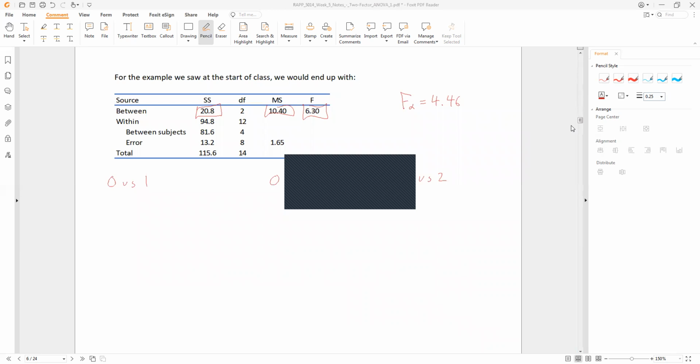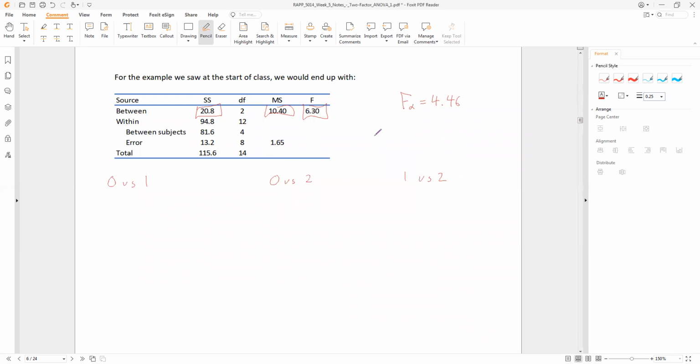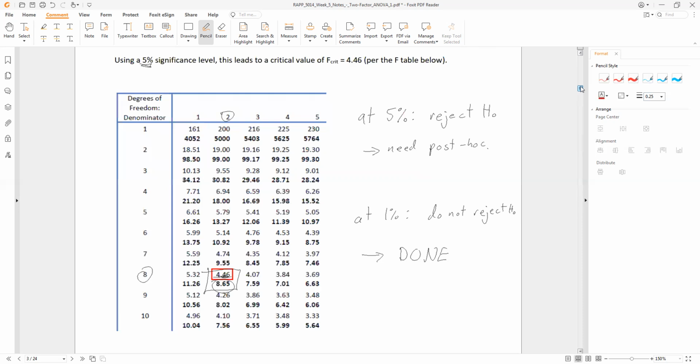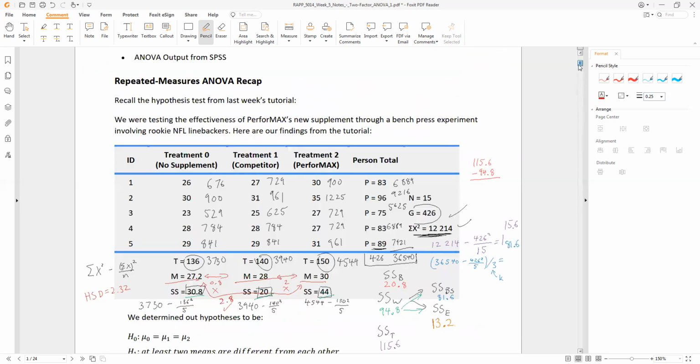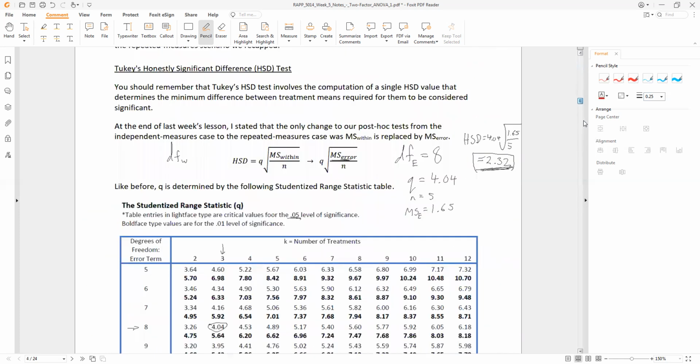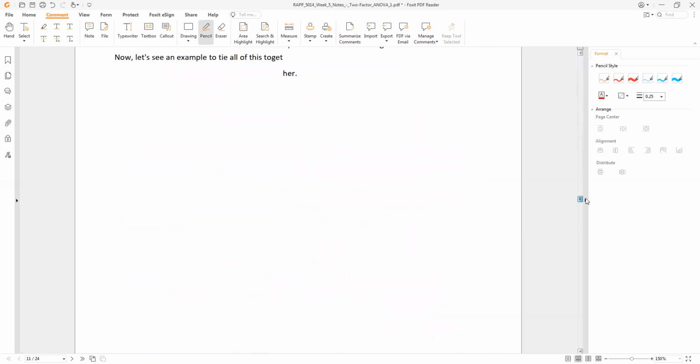Then for the between treatments variance, for each of these we're going to use the sum of T squared over n minus G squared over capital N. This is going to be my SSB for each of these. So we need to know the group totals. That's the most important thing. If we go back, the group totals were 136, 140, and 150. With those, we should be able to sort this out.